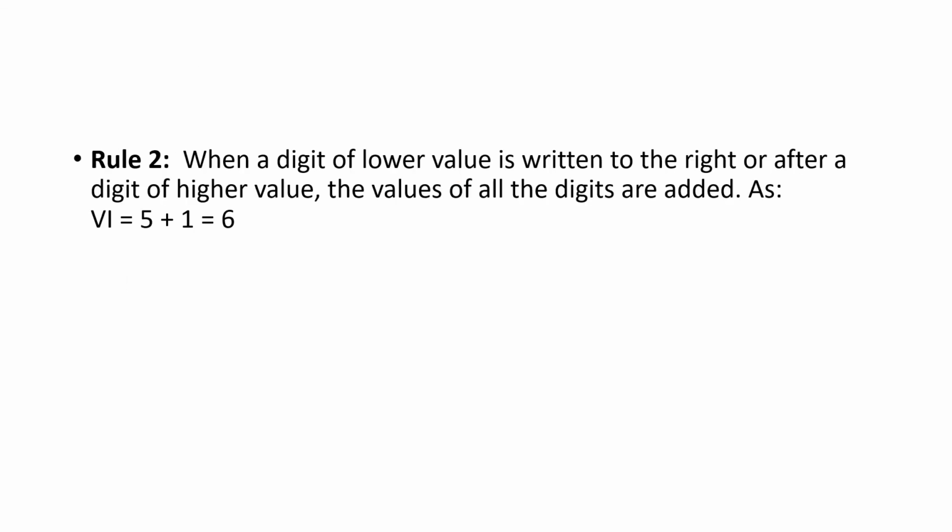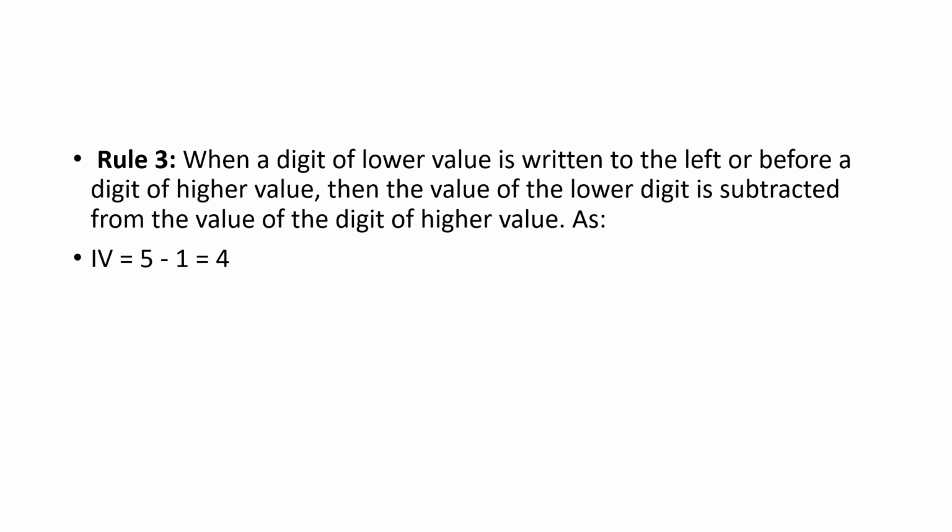Rule 2. When a digit of a lower value is written to the right or after a digit of higher value, the values of all the digits are added. For example, V and I. So the lower digit is written to the right of the number. So this will become 5 and I means 1. So 5 plus 1, 6.